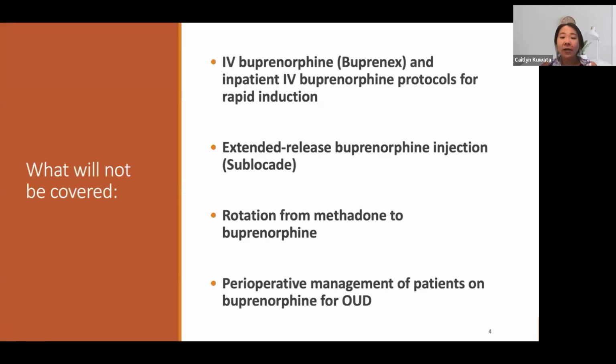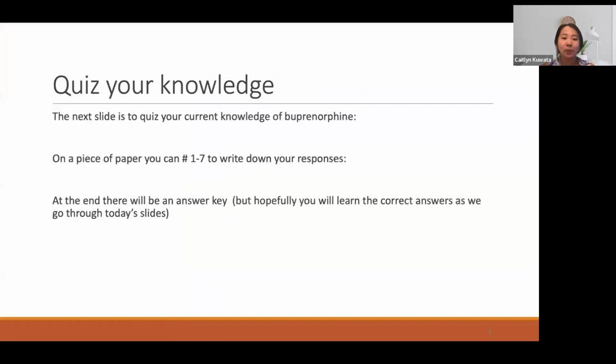So what will not be covered? I will not be covering IV buprenorphine or the inpatient protocols. I will not be covering extended release buprenorphine, how to rotate from methadone to buprenorphine, or any perioperative management. This is really meant to be an introductory lecture on what buprenorphine is and how to consider using it and what your first steps would be if you were to prescribe it.